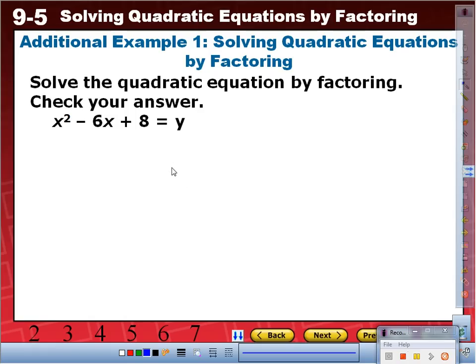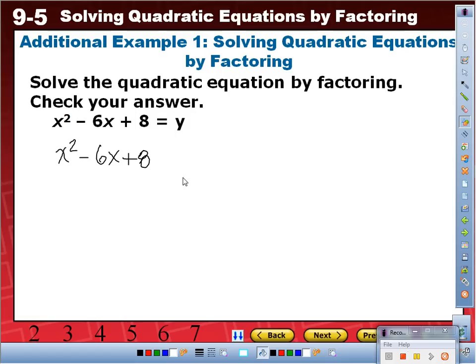Substitute 0 for y. So check this out. Instead of writing y in my first step, I'm going to substitute 0 in there, and I'm going to rewrite everything the same. Step 2, factor the trinomial. Is that correct? Okay, so check this out. Everybody look up. If this was an expression like this, do we know how to factor that? Yes.